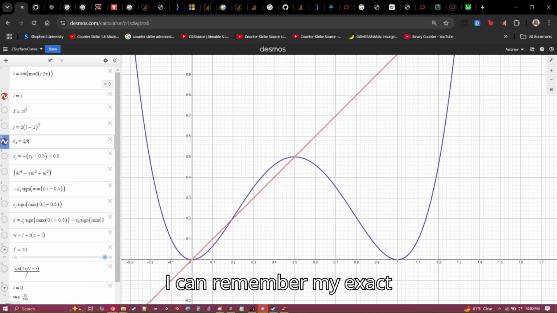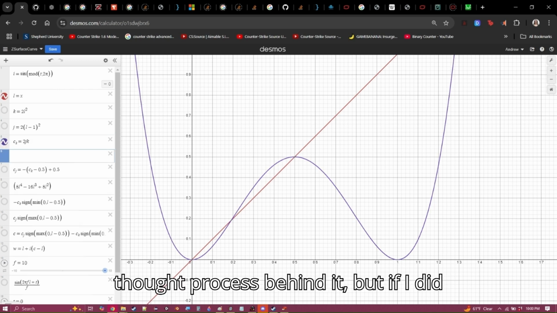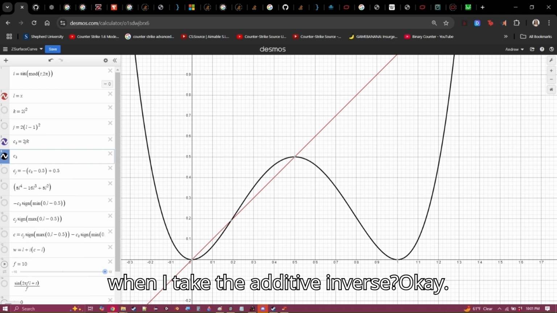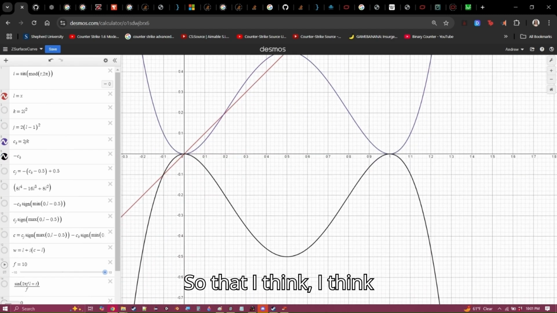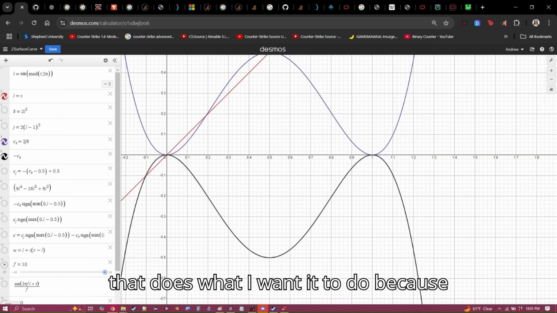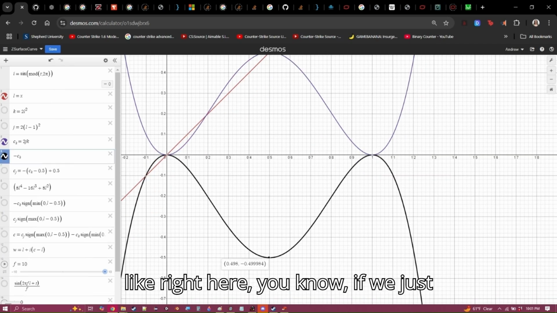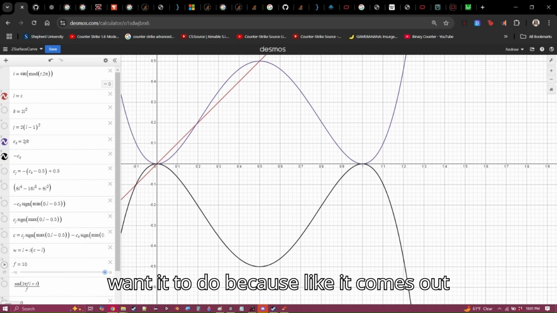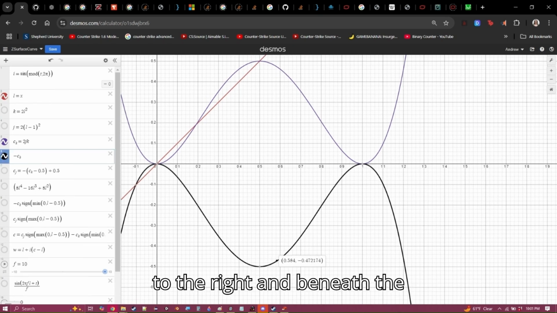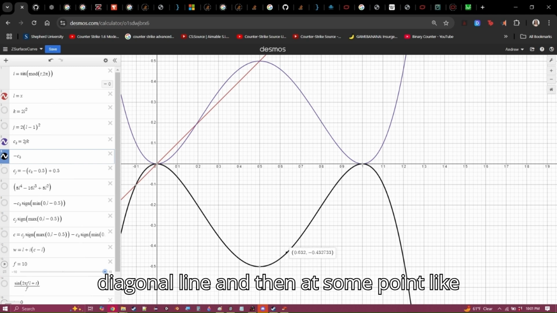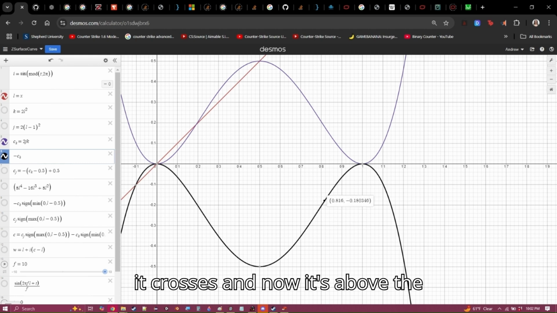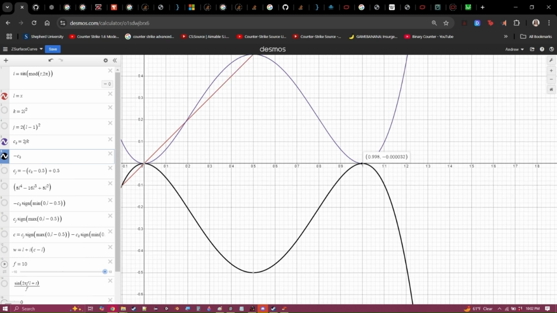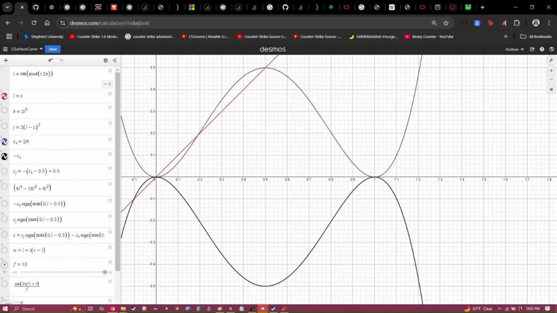I'm not sure if I can remember my exact thought process behind it, but if I did what I'm thinking now, I probably would just say, oh, what does it look like when I take the additive inverse? I think that does what I want it to do, because right here, if we just took this half and slid it up here, it comes out to the right, beneath the diagonal line, and then at some point it starts going up, and then it crosses, and now it's above the diagonal line, and then it starts tapering off to the proper UV component value. So yeah, that's probably what I did.